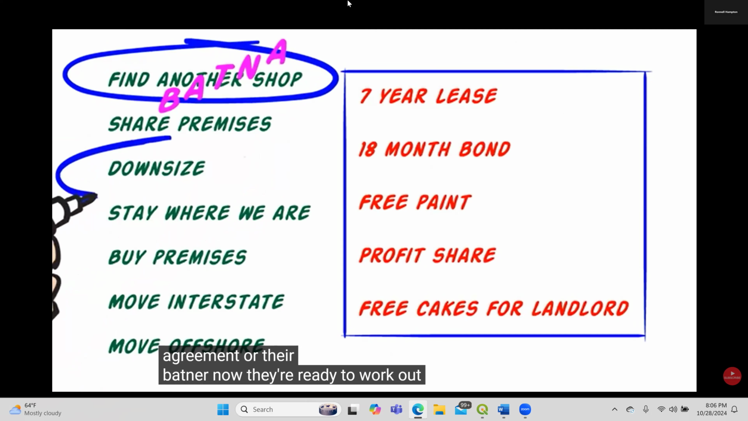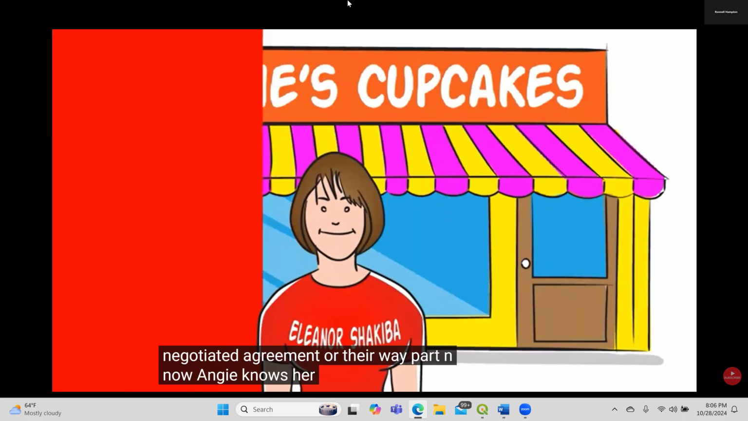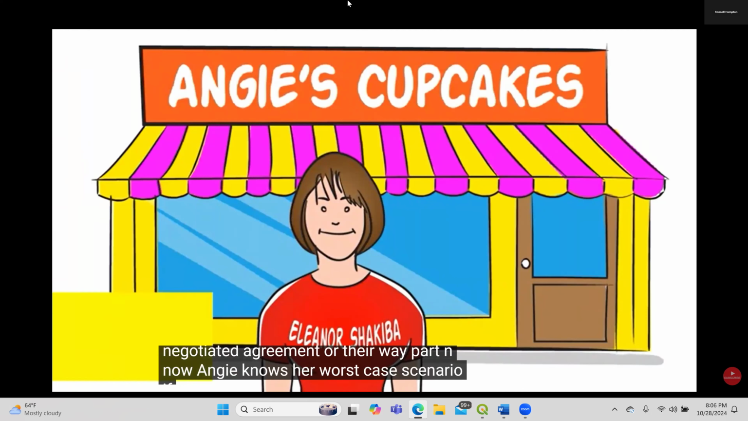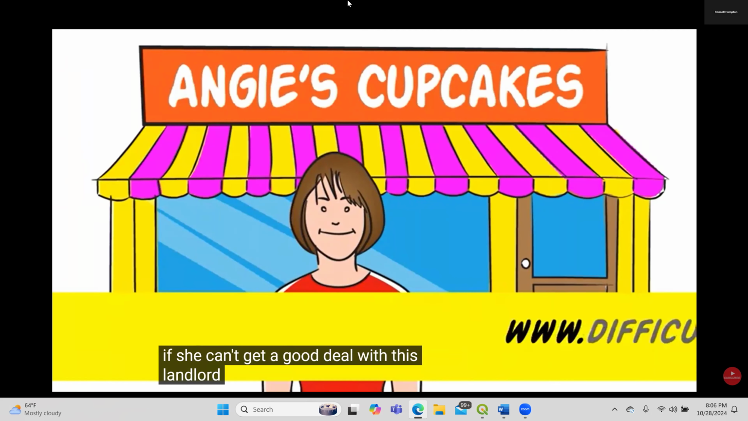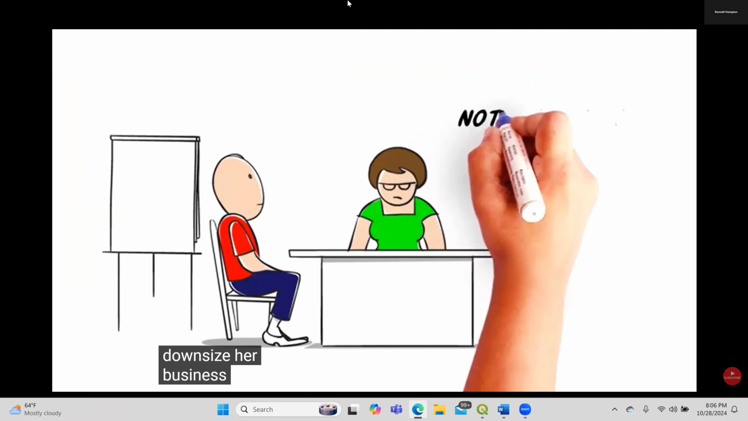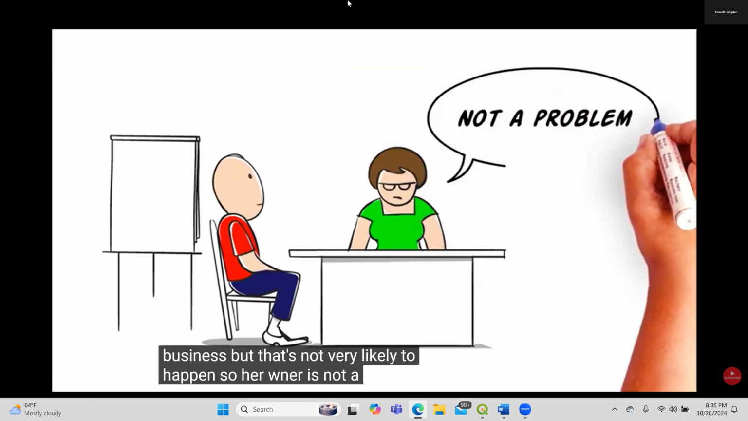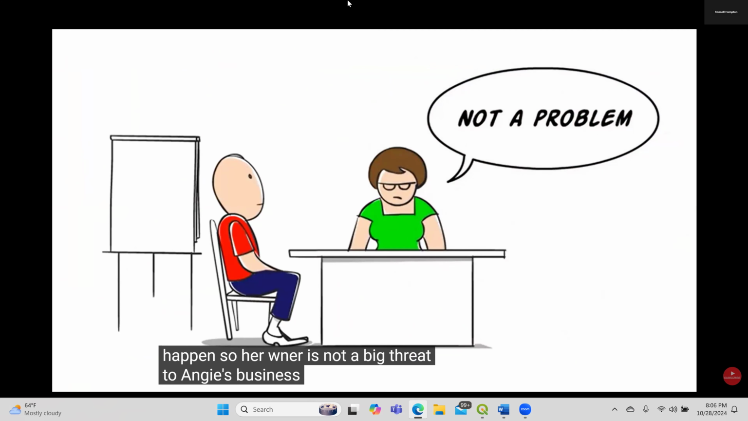Now they're ready to work out their WATNA. They do this by circling the least attractive option outside the box. This is their worst alternative to a negotiated agreement, or their WATNA. Now Angie knows her worst case scenario. If she can't get a good deal with this landlord and she can't find other alternative premises, she may have to downsize her business. But that's not very likely to happen. So her WATNA is not a big threat to Angie's business.